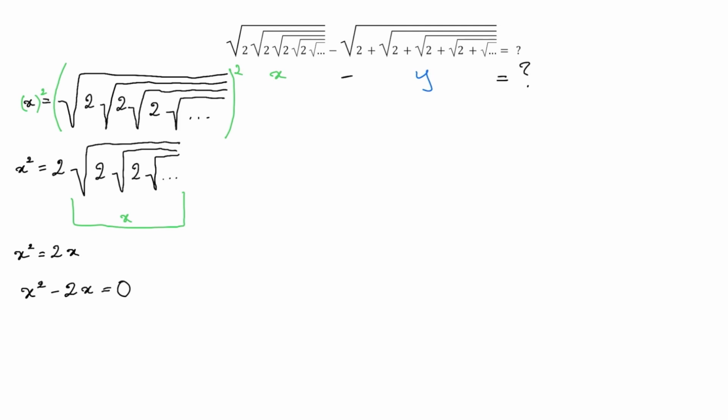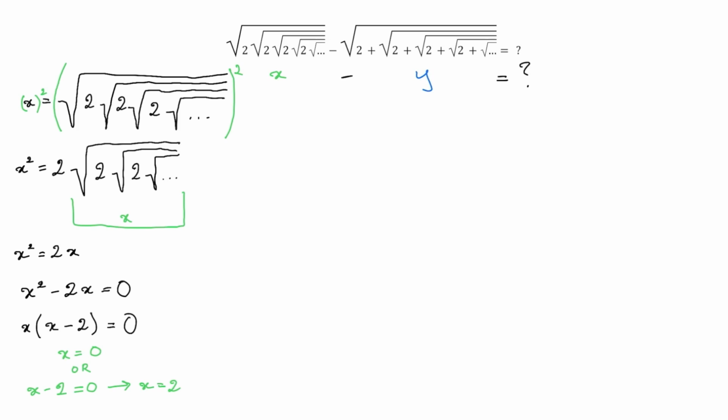This is in the form of a quadratic equation where the leading term has an exponent of 2. From here we can factor out an x from the left-hand side and get that x times x minus 2 is equal to 0. Now from here we have two options. Either x equals 0 or x minus 2 is 0, which in that case x is equal to 2.